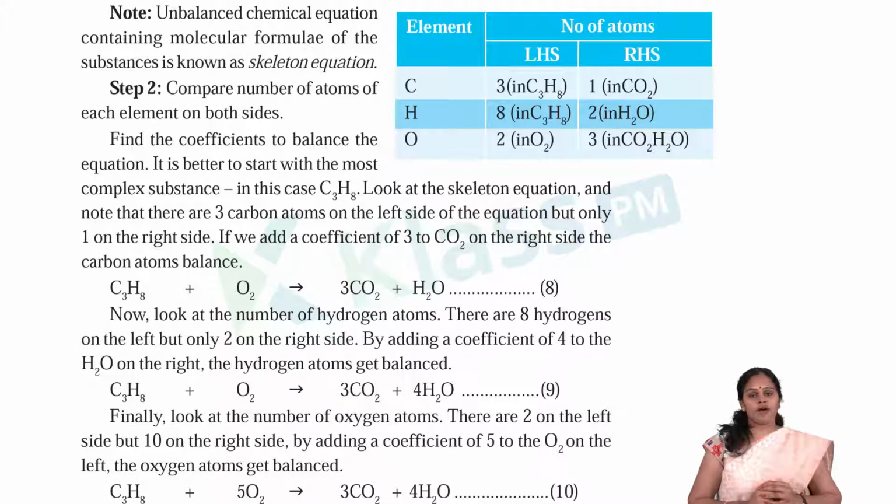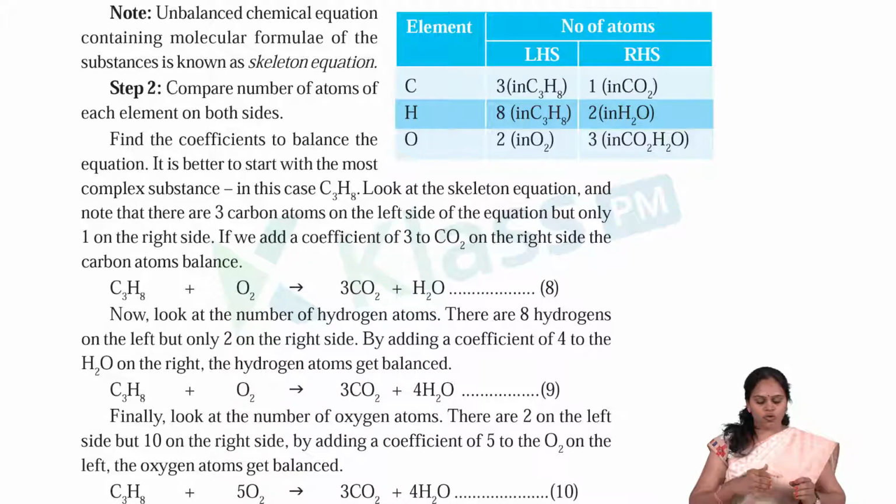Finally, look at the number of oxygen atoms. There are 2 on the left side, but on the right side, 10 oxygens are there. To balance that, the coefficient 5 needs to be added in front of the oxygen. If you see the formula here, C3H8 plus 5O2 gives 3CO2 plus 4H2O. See now, are all the atoms balanced or not?